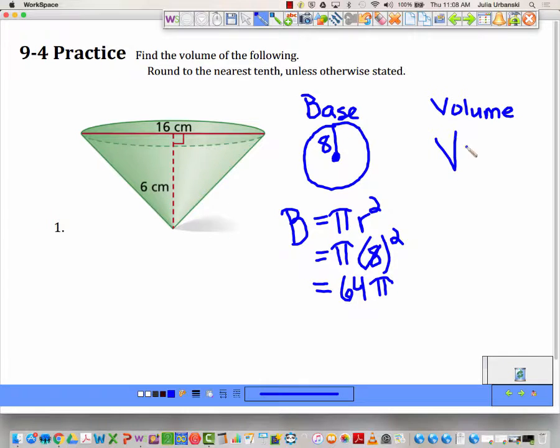Now, we have to choose volume. Since it goes to a little point, it's not a cylinder that goes straight down, it's cut. We have to cut it. Base area times height divided by 3. So now you just have to plug in the right numbers. If something's missing, you have to figure it out. The base area, we already know, is 64 pi.